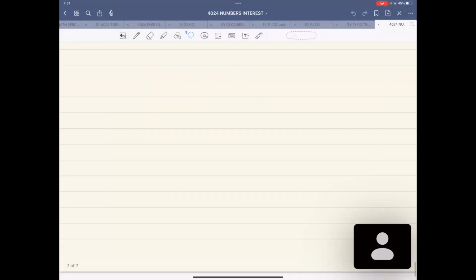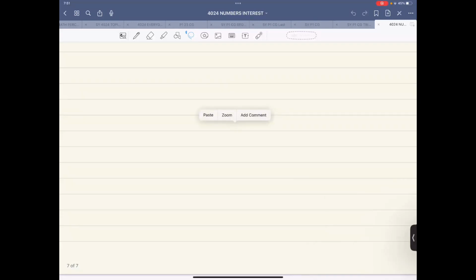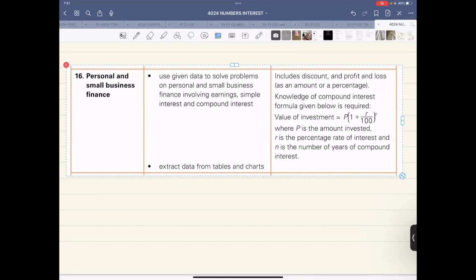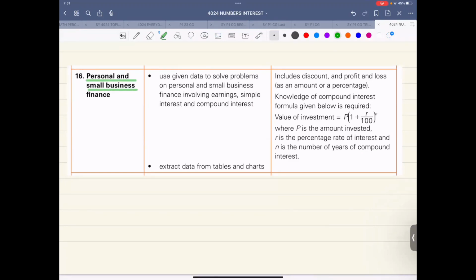Now let's look at the syllabus. What's the formula that they have given? This is the part of the syllabus that we are dealing with: personal and small business finance. Use given data to solve problems on personal and small business finance involving earnings, simple interest, and compound interest. Basic earning kind of questions, rate type of questions that we have done and we'll be doing.